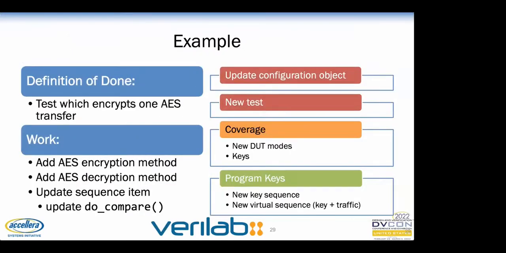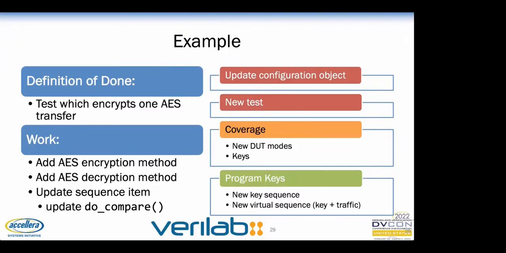Let's take a look at an example. For this example, we've decided that our definition of done is a test which encrypts one AES transfer. Now we can make a list of what has to be done in order to complete this deliverable. We're listing the functionality we'll have to add to the test bench in order to complete our demonstration. At this point, we're assuming a UVM test bench for simplicity's sake. Notice that we aren't going into details about where or how we'll do the work, just getting all of the changes we'll need to make gathered into one place.